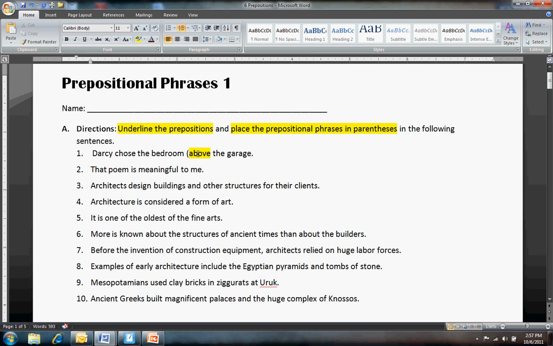Now ask yourself, above what? In one word, above what? And that is above the garage. So garage is the end of our prepositional phrase. We will put a right-sided parenthesis then on the right side of garage. So our prepositional phrase is now very visual. We can see what we need to diagram now, and that is above the garage. That is what needs to be diagrammed.